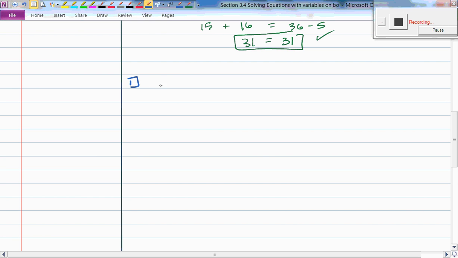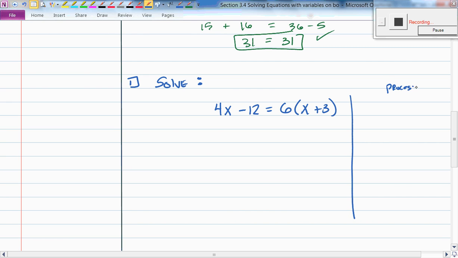Here we go. We're going to solve this together: 4x minus 12 is equal to 6 times x plus 3. And then, of course, we're going to write down our process over here.